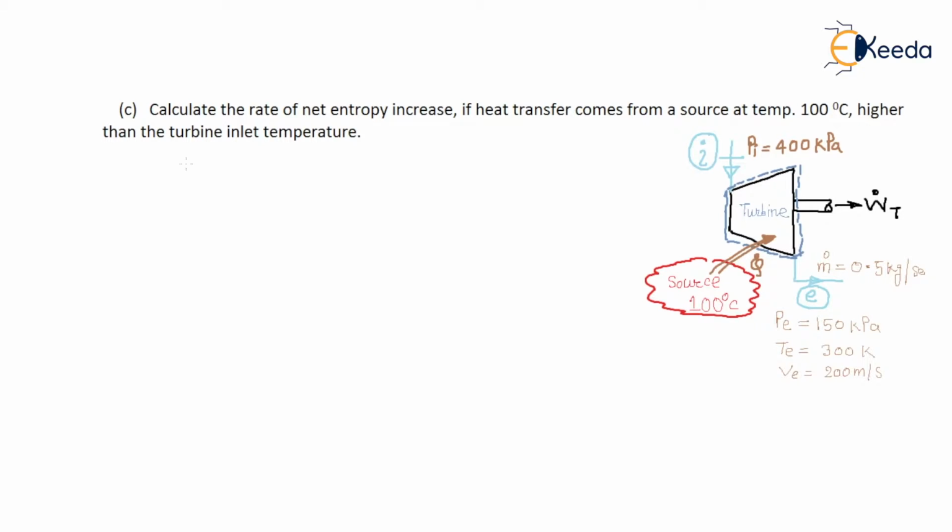So what is the process? The process is reversible and polytropic process. Polytropic process. Okay, so what is the equation? P specific volume to the power n is equal to constant.